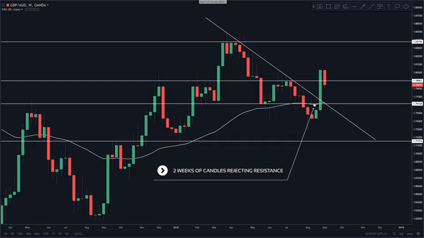Now, the reason why we need time frame confluence is because you never know when a big picture trend change will happen. Hence why you need to know what is occurring on the smaller time frames to support the higher time frames. So, jump into the daily.